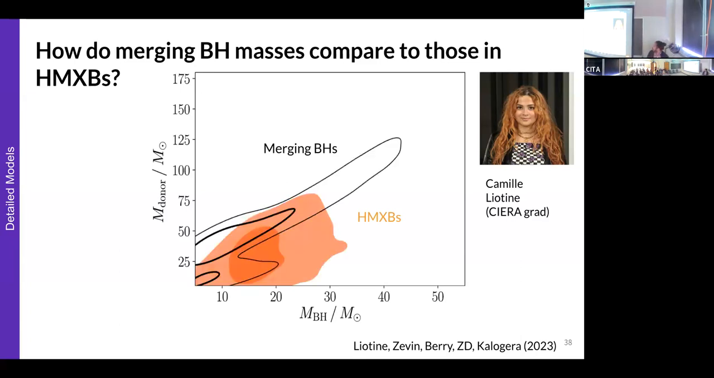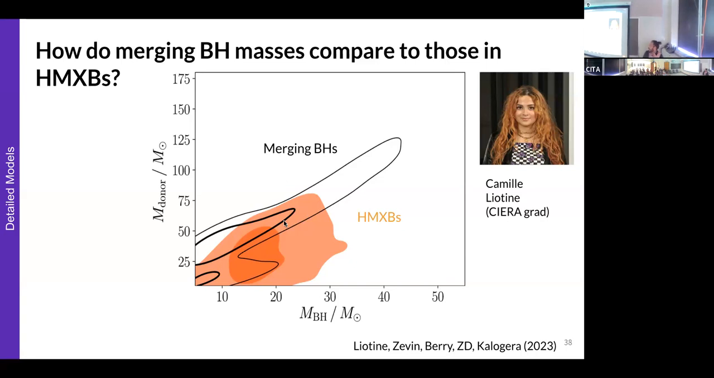You're going to see two populations show up here. Here are the high mass X-ray binaries in orange, and then some subset of these go on to be merging black holes, shown in these black contours. The inside contour is the 50% credible region, and the outside contour is 90%. So you can see just by looking at what things turn into high mass X-ray binaries and those that turn into merging black holes, they have slightly different mass distributions.